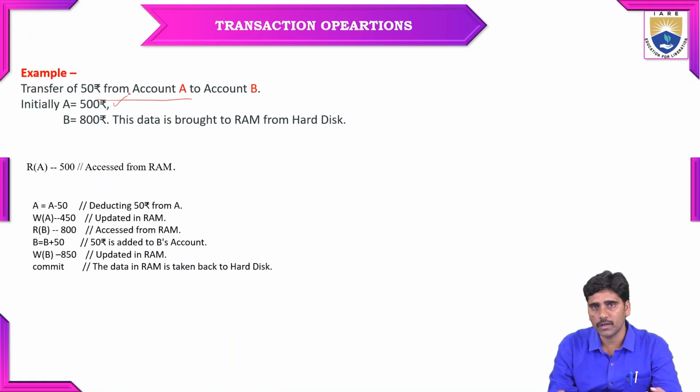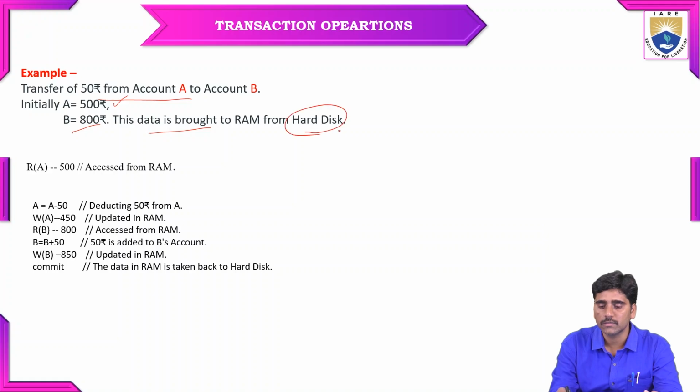So see here, initially the amount is what? A equals 500 rupees. The A account holder has 500 rupees in his account, and the B account holder has 800 rupees in his account. This data is actually brought to RAM from the hard disk, where it is already stored, and when you perform the money transfer, it is brought to the RAM memory. Now it is going to be performed with the read, write, or commit operation.